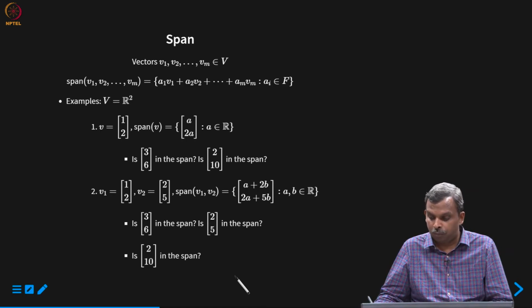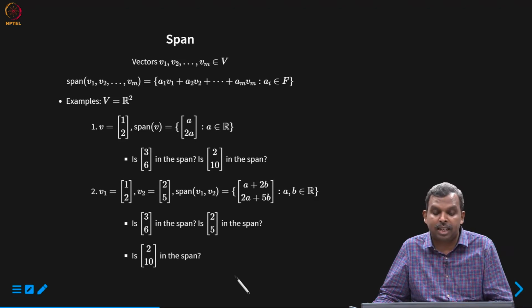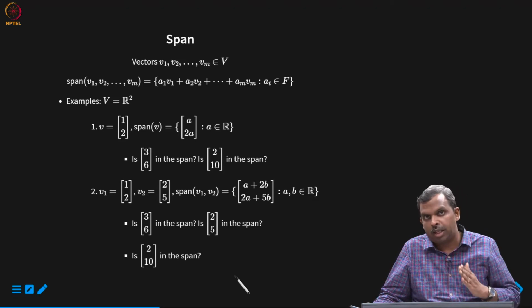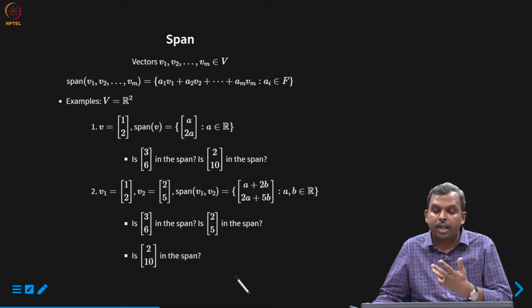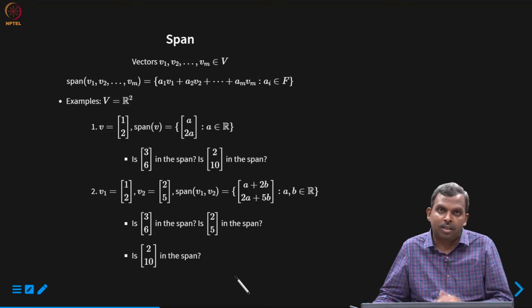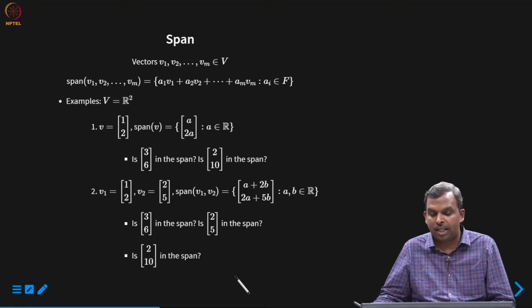You can find them. Okay. On the other hand, if you just take the vector (1, 2), in the first case, the span is only the line, the line passing through (1, 2). So a point like (2, 10) will not be in the span. Okay, so that sort of gives you an illustration.